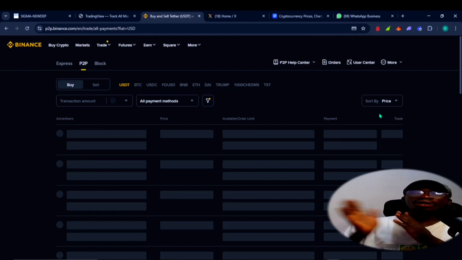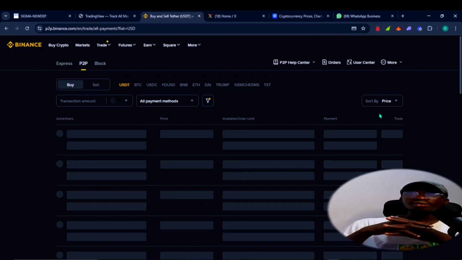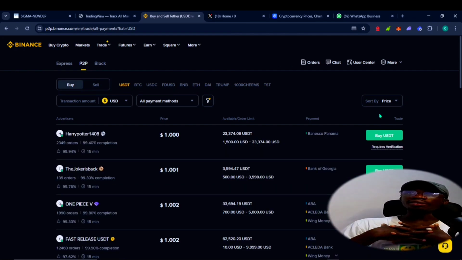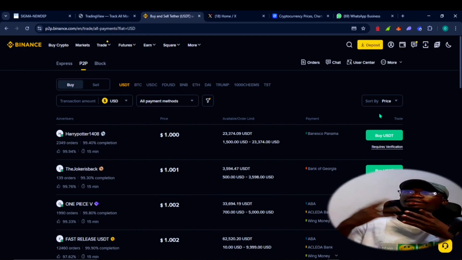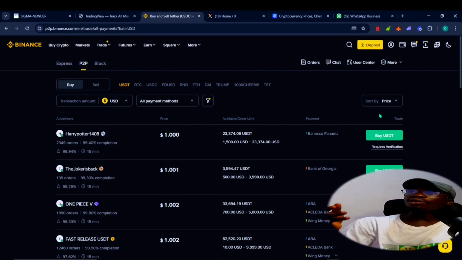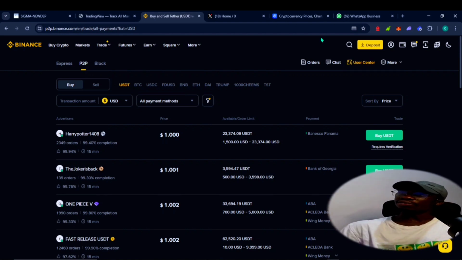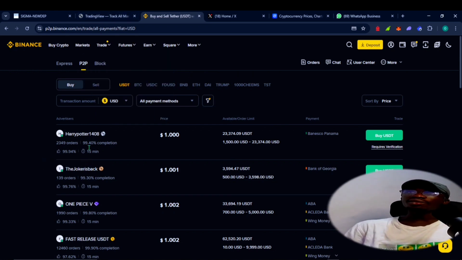And you have the fiat, the normal US dollar, which you are willing to sell. So in this case, you sell them the fiat, the normal US dollar, and they buy the fiat from you, and in exchange they give you the USDT, which is the crypto version of the US dollar. And this is where you get to see these people.